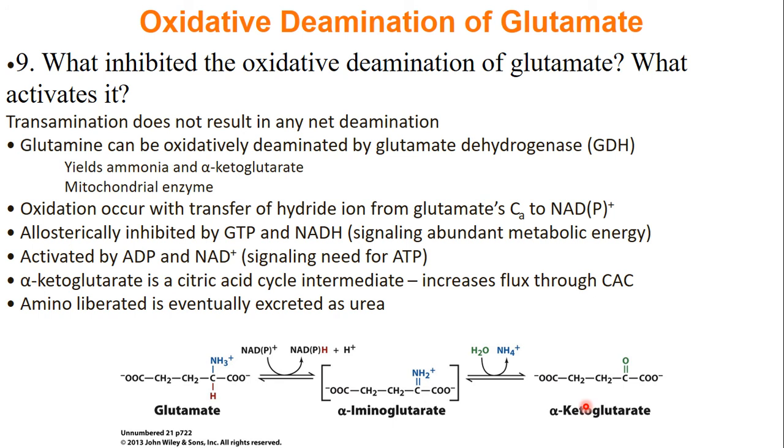Alpha-ketoglutarate is also in the citric acid cycle, so it could potentially be used for that as well. What's it activated by? ADP and NAD+. Again, alpha-ketoglutarate, we can use that to break down amino acids and use the amino acid carbon skeletons for energy. So if we have low energy, as ADP and NAD+ is saying, well, start breaking down that glutamate so we can start making alpha-ketoglutarate. And that alpha-ketoglutarate can also go through the citric acid cycle and give us energy.